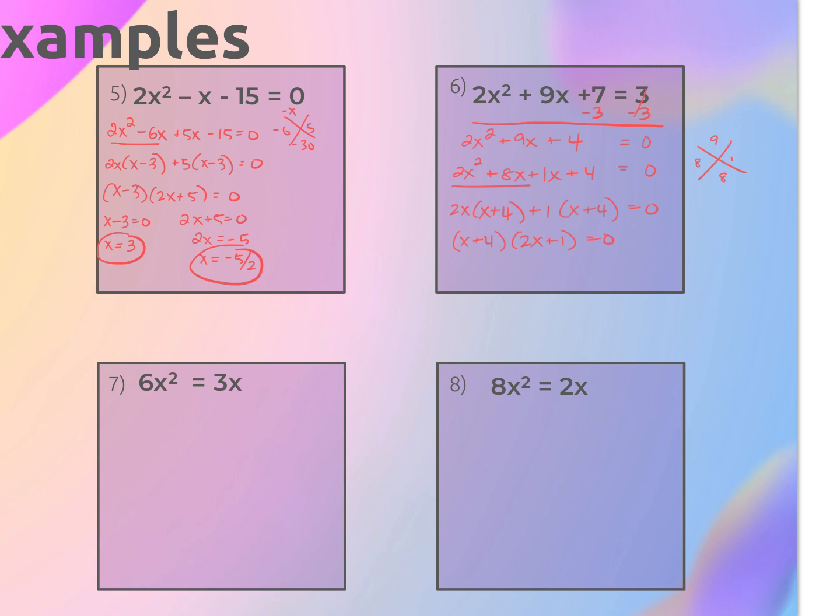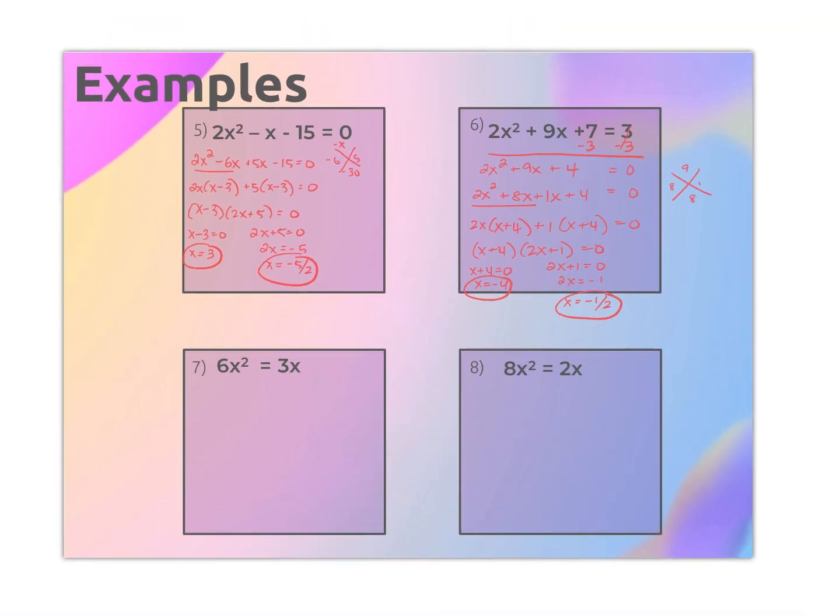So all these steps were just to factor. Then again, I make my factors equal to 0, so x equals negative 4. That's one solution. And then 2x plus 1 is 0, 2x is negative 1, and x is negative 1 over 2. And again, two solutions to this problem.